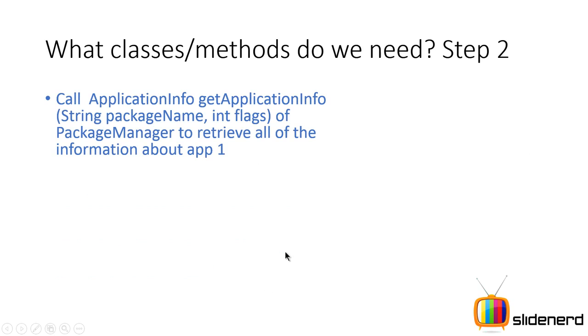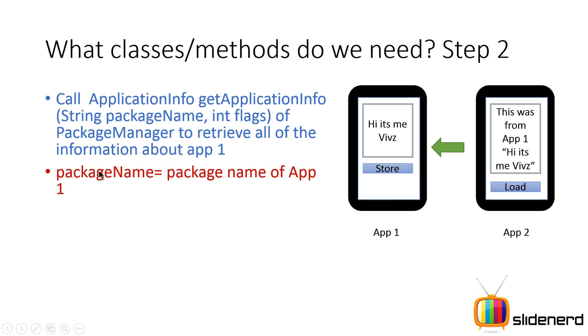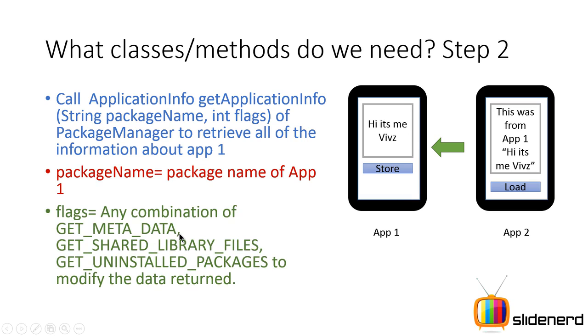Step 2 would be to call getApplicationInfo from the package manager object that you got in the previous step. Here you specify two things, the package name and the flags. The package name would be the package name of app 1, because app 2 wants to access app 1 and you want the data about where app 1 is installed. Then the flags would be something like get metadata, get shared library files, or something. In our case, what we need is the metadata of app 1, hence it would be GET_META_DATA for us.